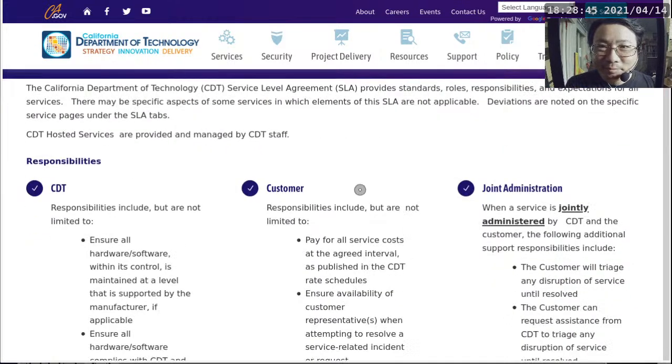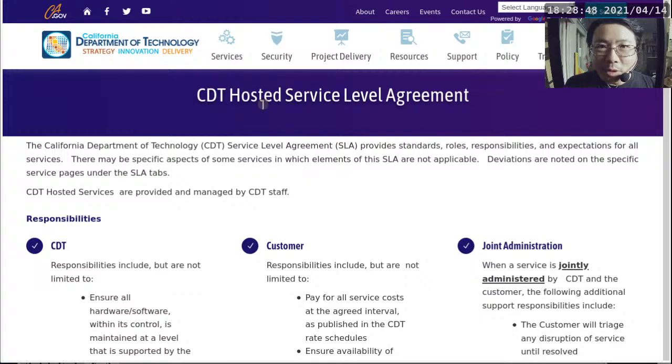Okay. All right. So, hosted service level agreement (SLA) provides standard roles, responsibility, and expectations. So it's the expectations part that we are more concerned about because we're talking about workload management.